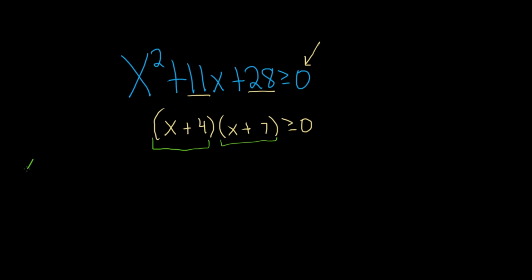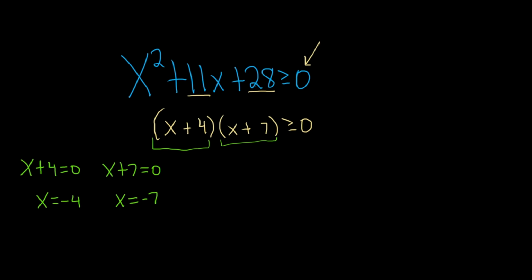The next step in the test point method is to take each of these factors and set it equal to 0. And again, I want to emphasize that this is a step. This is not something that follows algebraically from this. It's just something that we kind of just memorize and do. It's a process. Okay, so just take each one and set it equal to 0. And then we solve each of these for x. So in the first case, we just subtract 4 and we get -4. And then over here, we subtract 7 and we get -7.